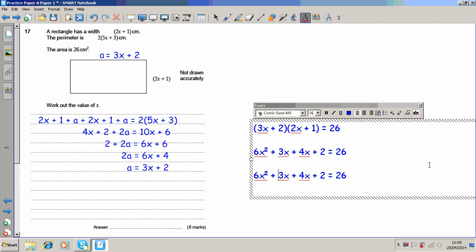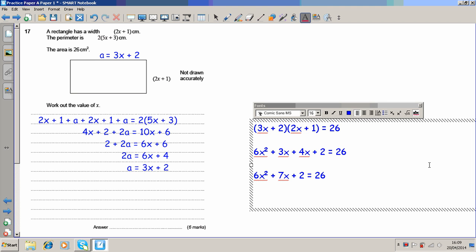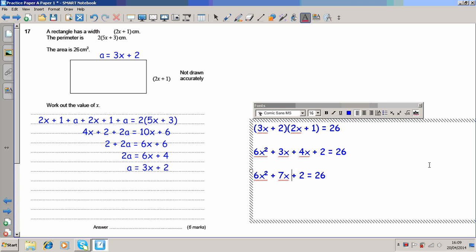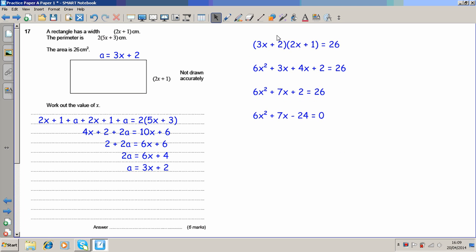Now combine them, so 3x plus 4x is 7x. And finally, if I want to solve quadratics, I need to make this side equal to 0. So to do that, I'm going to have to take 26 off of the right hand side to make that 0, and take 26 off of here. It's going to make it negative 24. So I get to that point there.